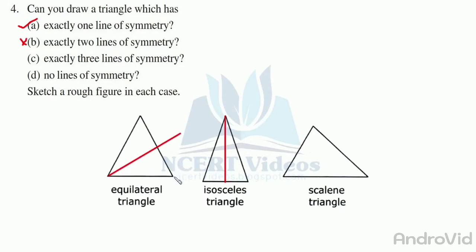So we can make from all the 3 vertices and going to the opposite side in between. So these are the 3 lines of symmetry in case of equilateral triangle. No lines of symmetry? Well, yes, obviously, scalene triangle. Scalene triangle is one which does not have any sides equal. So this was your question 4.